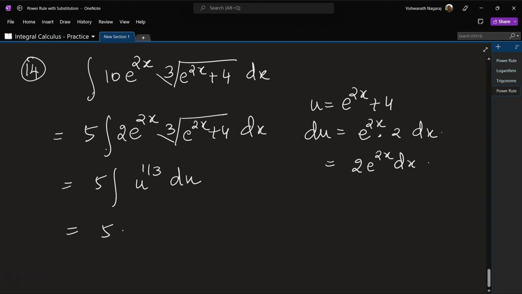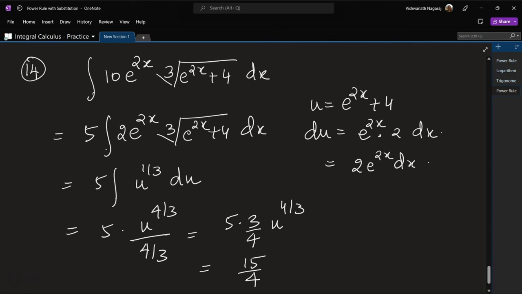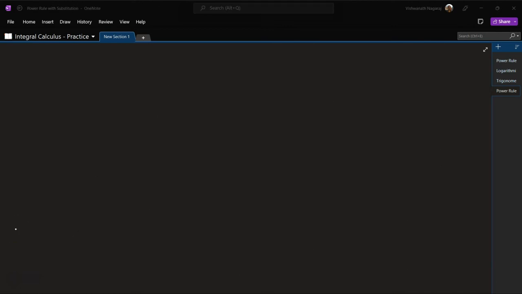When we integrate, we get u to the power of 1 by 3 plus 1. So that becomes 4 by 3, divided by 4 by 3, which is equal to 5 times 3 by 4 u to the power of 4 by 3. So we get 15 by 4 e to the power of 2x plus 4 to the power of 4 by 3 plus c.